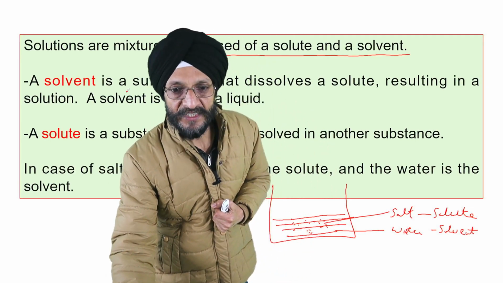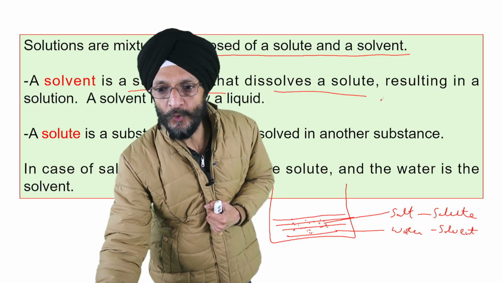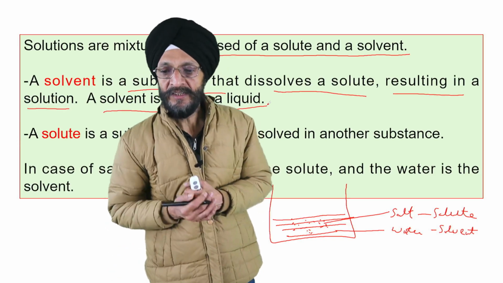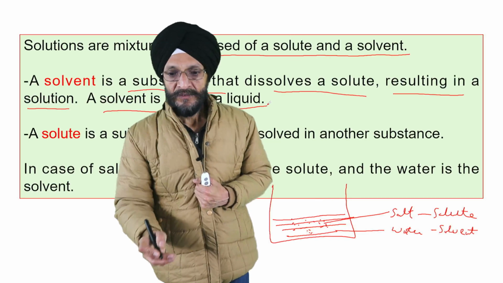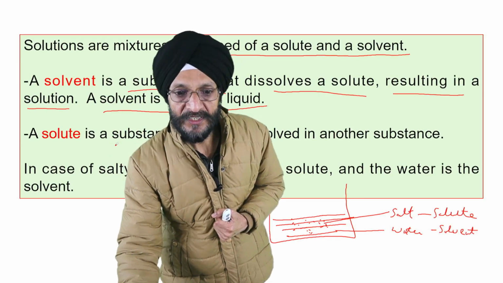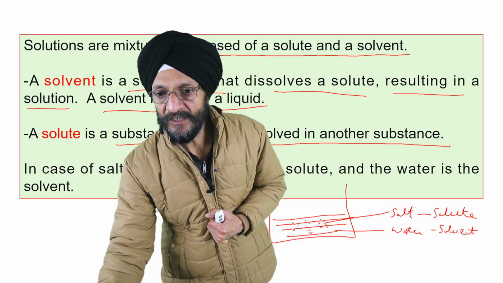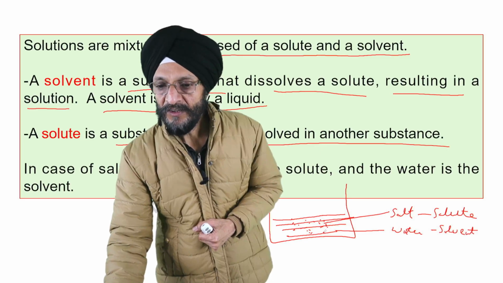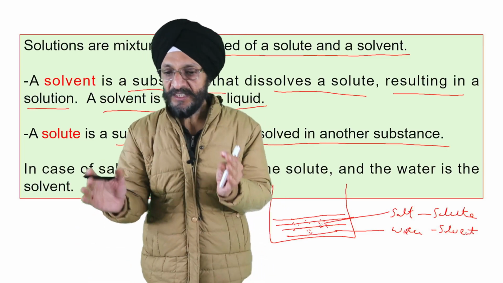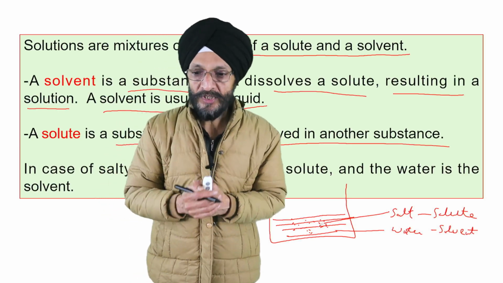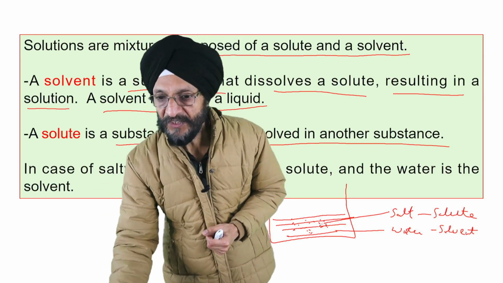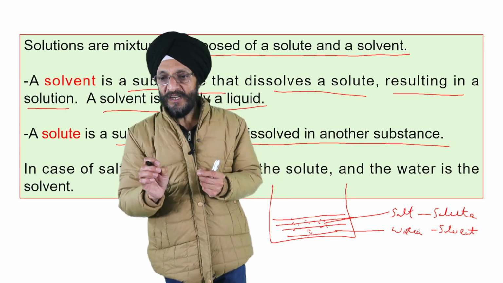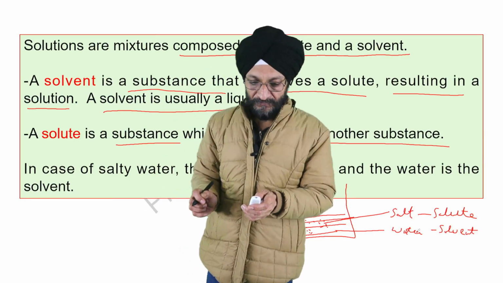A solvent is a substance that dissolves a solute resulting in a solution. A solvent is usually a liquid. Now what about solute? Solute is a substance which is dissolved in another substance. In the example you have seen that the salt has been dissolved in water. Salt water is a mixed solution composed of water and salt, in which salt is the solute and water is the solvent in which salt has been mixed.